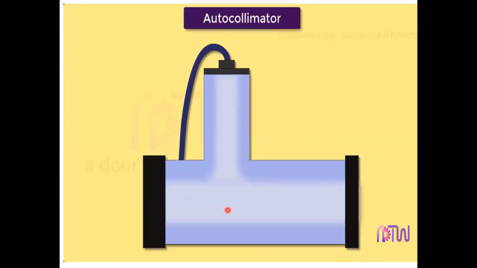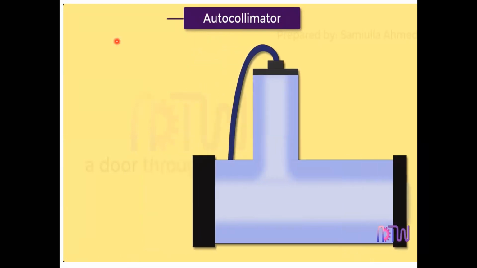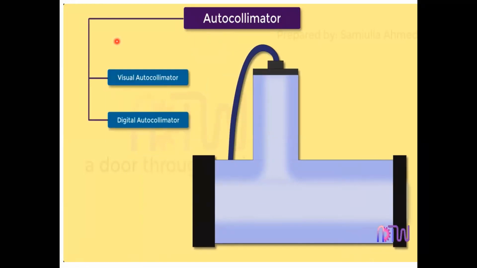Autocollimator. An autocollimator is an optical instrument. It is a non-contact type instrument, which is used for measuring angles. They are used to align components and measure deflection in optical or mechanical systems. There are basically two types of autocollimators: visual autocollimator and digital autocollimator. This video covers the visual autocollimator. A visual autocollimator can measure angles as small as 1 arcsecond, that is 4.85 microradians, while an electronic autocollimator can have up to 100 times more resolution.